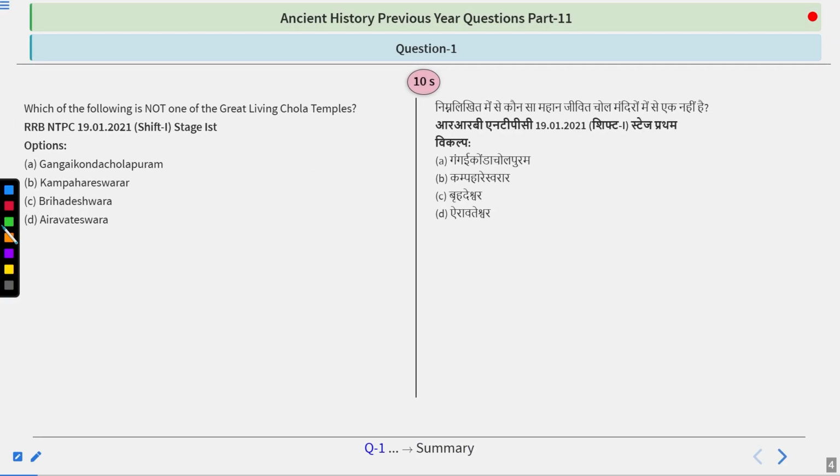First question in front of you: which of the following is not one of the great living Chola temples? Options are Gangai Konda Cholapuram, Kampareshwarar, Brihadeshwar, Airavateshwar. Take your time and answer this question.